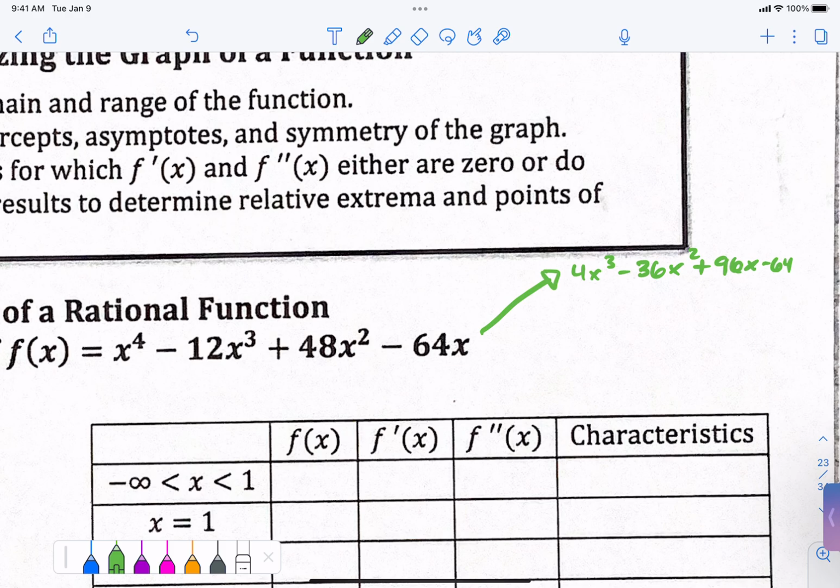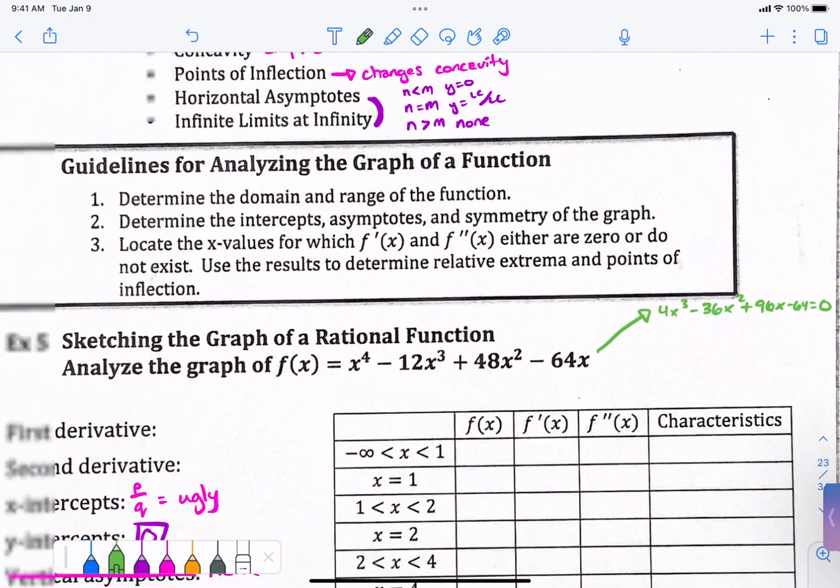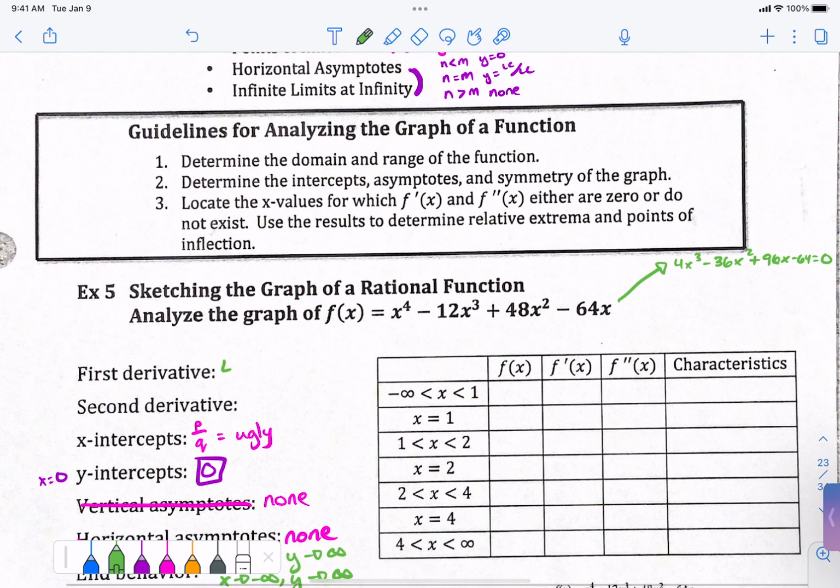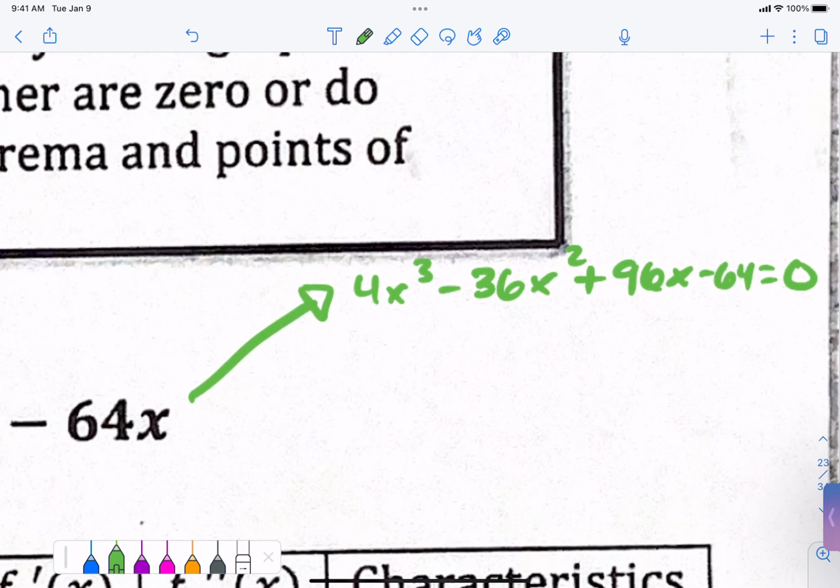Let's set it equal to 0 real quick. So your first derivative, if you want to rewrite it over here so you have everything together, that's fine. 36x squared plus 96x minus 64. There it is. All right, we want to set it equal to 0.